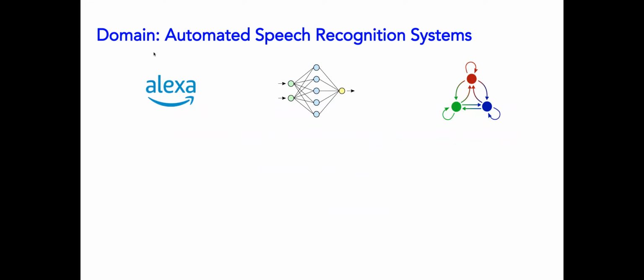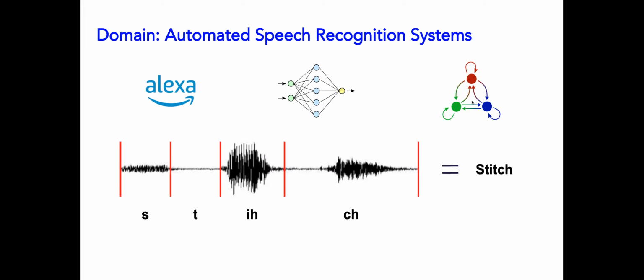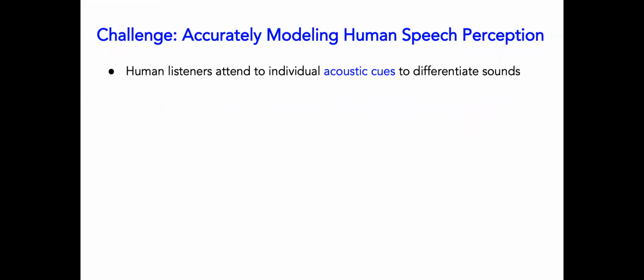Automated speech recognition systems like Alexa use machine learning to perform with incredibly high accuracy. These state-of-the-art models, including deep neural networks and hidden Markov chains, train on large audio datasets and text transcripts. By splitting an unknown input like our signal here, the systems can predict units of sound and stitch an output together. However, for the purposes of understanding how human speech perception works, these systems are not reliable experimental models as they lack the insights of cognitive and linguistic theories.